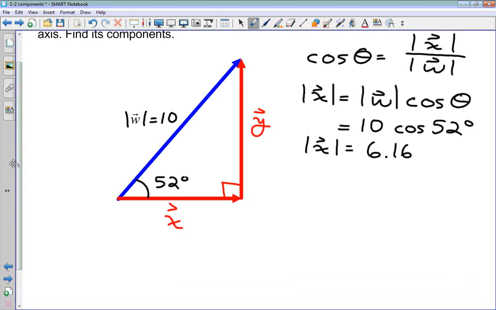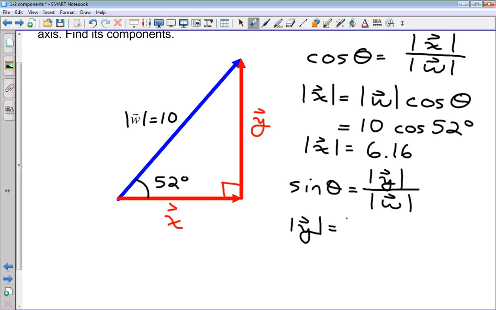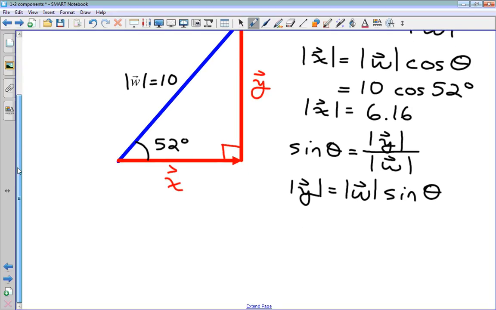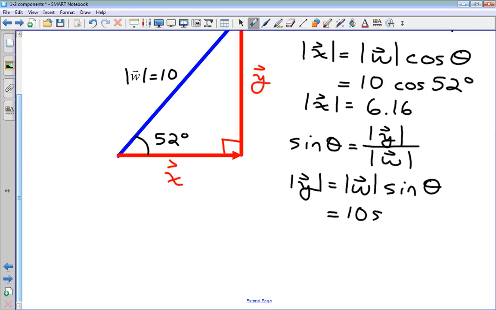Similarly, if we want to find our y component, we can notice that the sine of that angle theta is going to be opposite over hypotenuse. The opposite side is that vector y. So the magnitude of y represents the length of that side, and again, the length of our hypotenuse is the magnitude of w. So the magnitude of our y component is going to be the magnitude of our vector w times sine theta. And we can work this out: 10 sine 52 degrees, which, punching this into our calculator, gets 7.88.